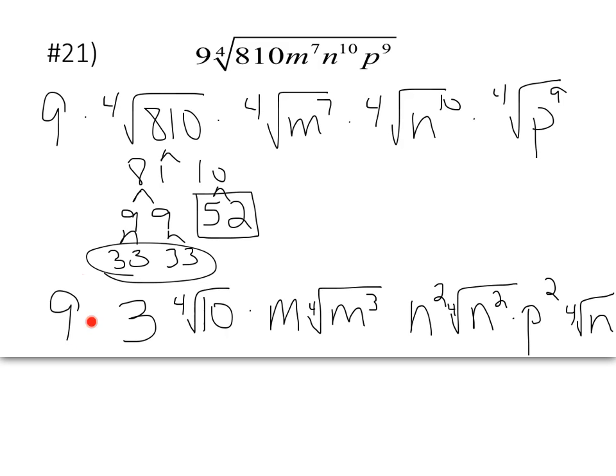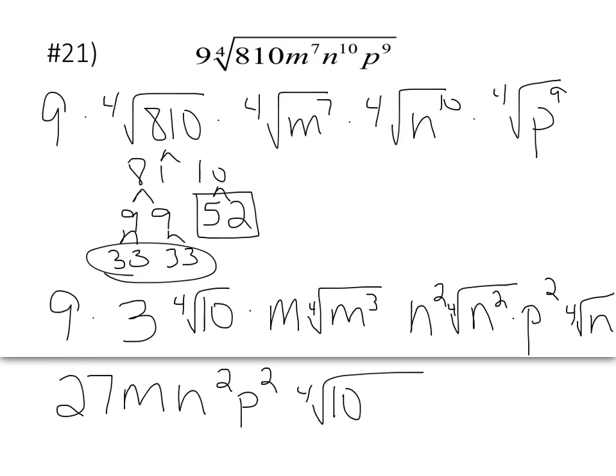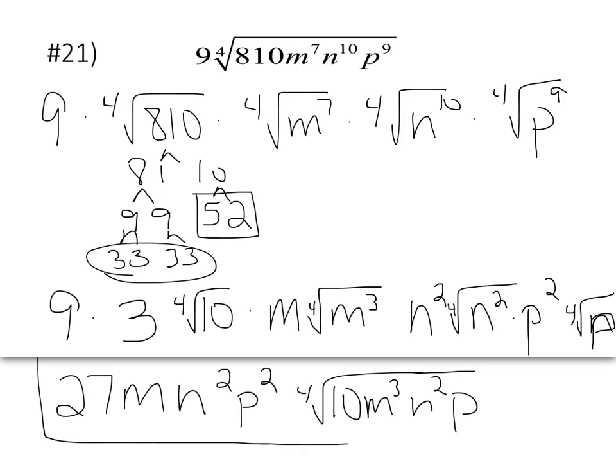Okay, so let's multiply the outside. 9 times 3 times m times n squared times p squared is 27 m n squared p squared times the 4th root of 10 m cubed n squared, oh, this should be a p, silly me, p. Don't worry about the absolute value on the answer key. This is the correct answer.